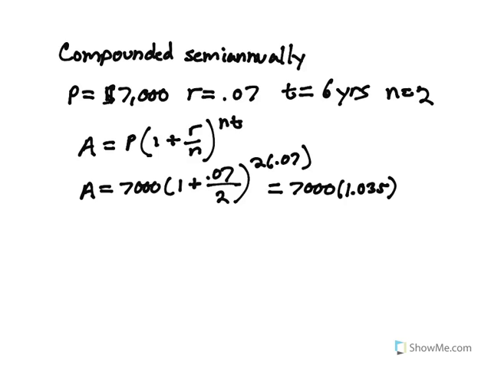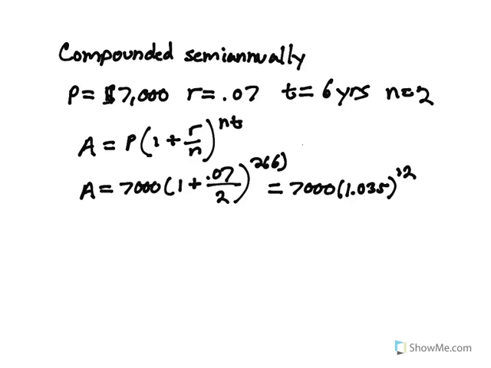I forgot to put time. Okay, it's not 2 times the rate, it's 2 times the time. It's n times t, not n times r, so I apologize for that. So t is going to be 6 years. And then 2 times 6 is going to be 12. So you raise that to the 12th power.